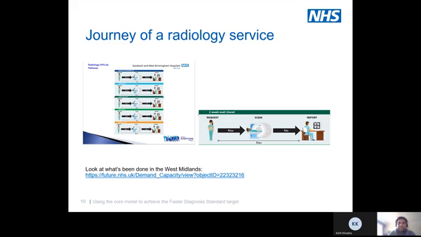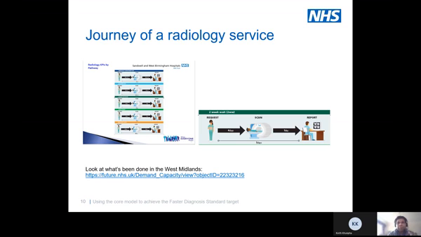And I'd also like to highlight a presentation done by some colleagues from the West Midlands. This was a journey for a radiology service, and they talked about KPIs for their radiology department by pathway. What they ended up doing was setting some internal milestones, so that any requests for a scan which arose from a 2-week wait referral were scanned and reported within 5 days.